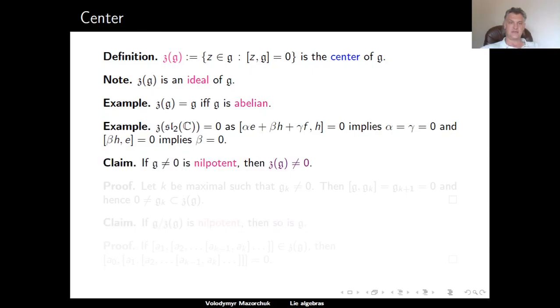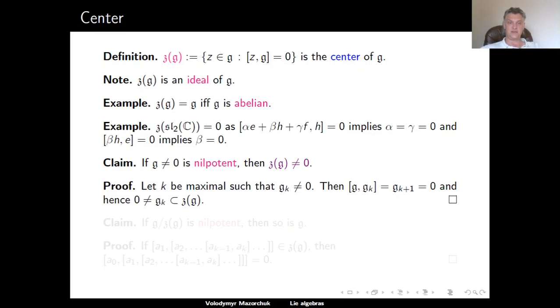We claim that a non-zero nilpotent Lie algebra has a non-zero center. Indeed, assume that G is nilpotent and look at the maximal possible non-negative integer k for which the component gk of the lower central series of G is non-zero. Then the commutator of G with gk is by definition equal to gk plus 1, and this is equal to 0 by the maximality of k. In other words, this non-zero subspace gk belongs to the center of G.